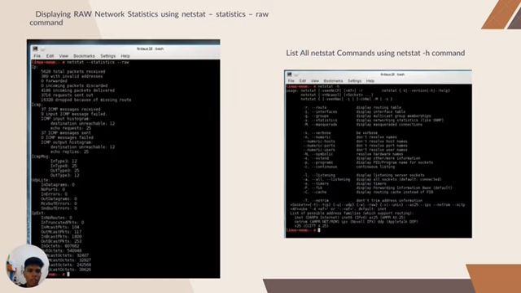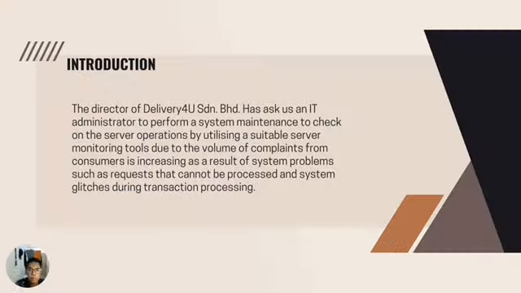After that, using the command netstat --statistics --raw displays raw network statistics using netstat. Okay, last, to list all netstat commands, use the netstat --help command. Okay, next I will pass to Shabil to explain the conclusion.